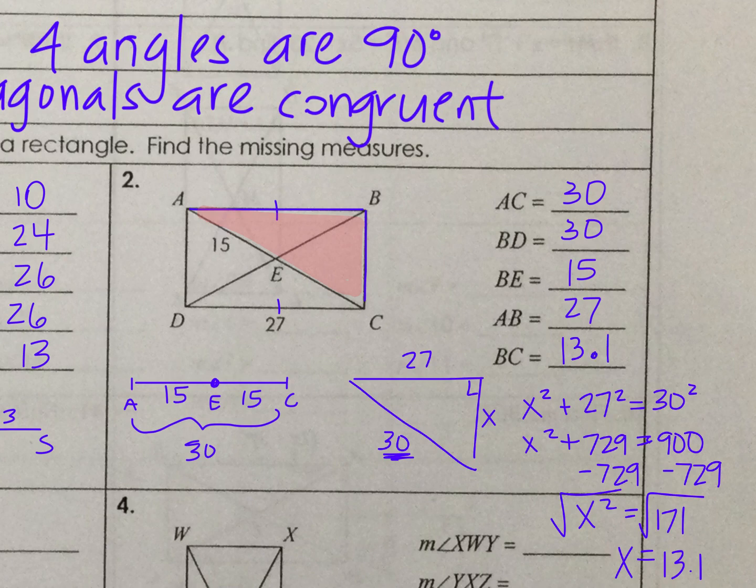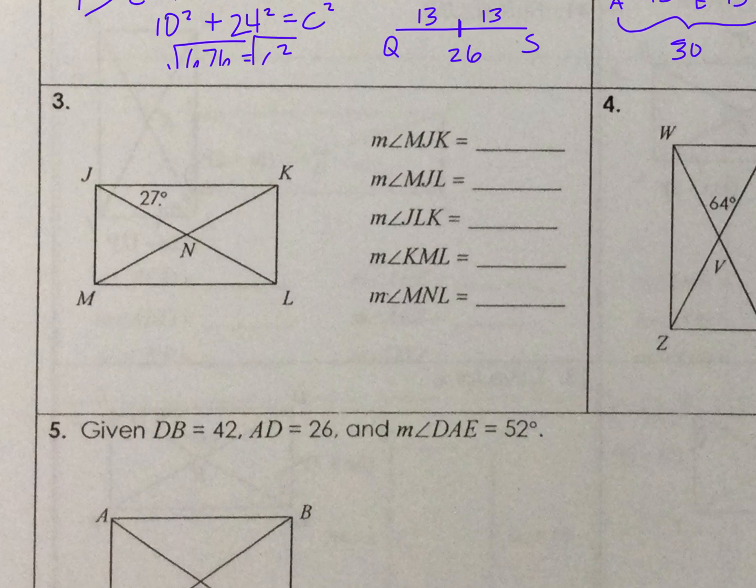Lovely. All right, let's go down and we're going to talk about angles. We've been doing side measurements. Now we're going to just talk about the angles or the corners. Okay, it wants to know MJK. So it wants to know this angle right here. Well, let's go ahead and mark the information we know before we even figure that one out.